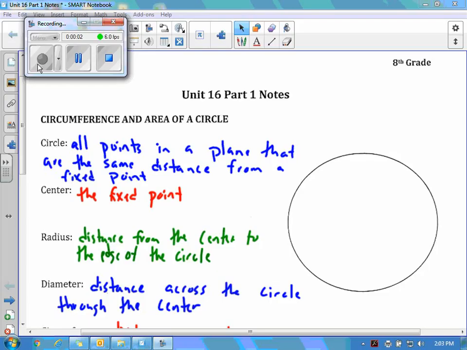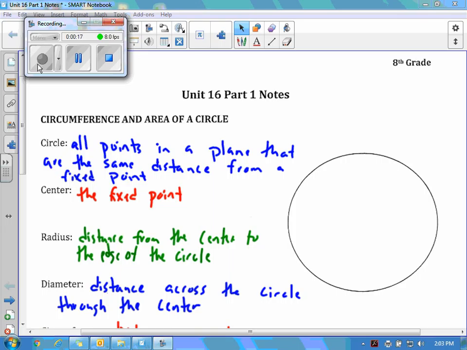In Unit 16, Part 1, we're going to talk about the circumference and area of a circle. Circumference and area should both be reviewed, but then we're going to use the circumference and the area to find radii and diameters, which might be new for you. So let's go over a couple definitions.